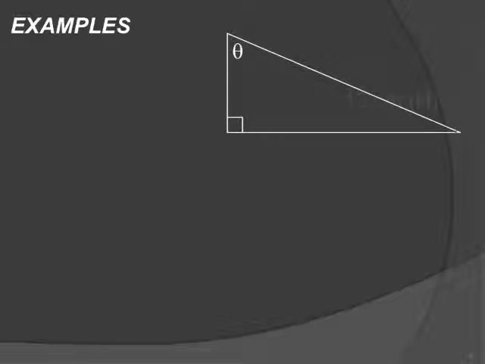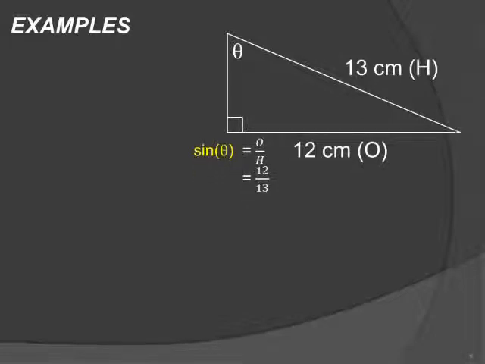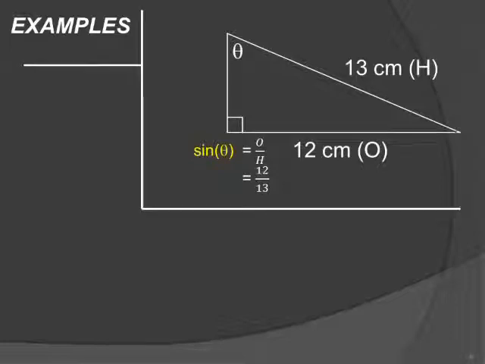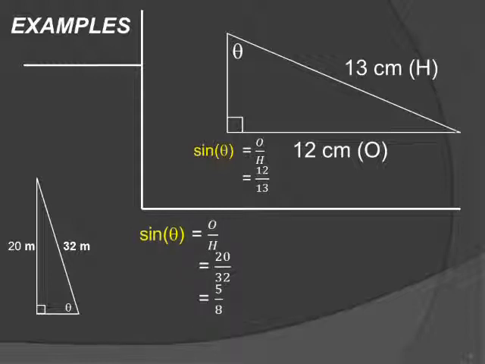Let's consider some examples. Here's our triangle. The hypotenuse is 13 centimetres. The opposite is 12 centimetres. So sine of the angle is opposite over hypotenuse, which is 12 over 13. In the next one, we have a hypotenuse of 32 metres, an opposite of 20 metres. So sine of the angle is opposite over hypotenuse, which is 20 over 32. And in this case, we have one which actually simplifies down to be 5 over 8.